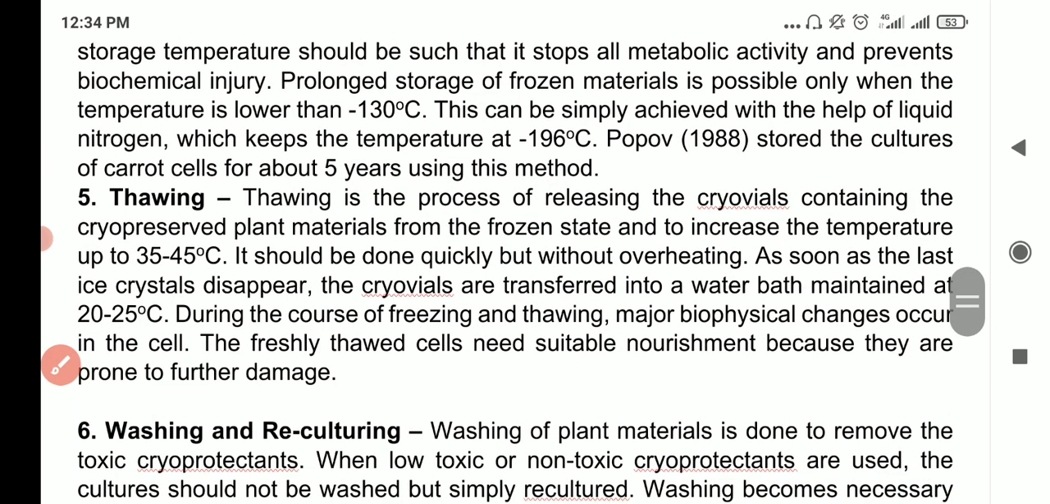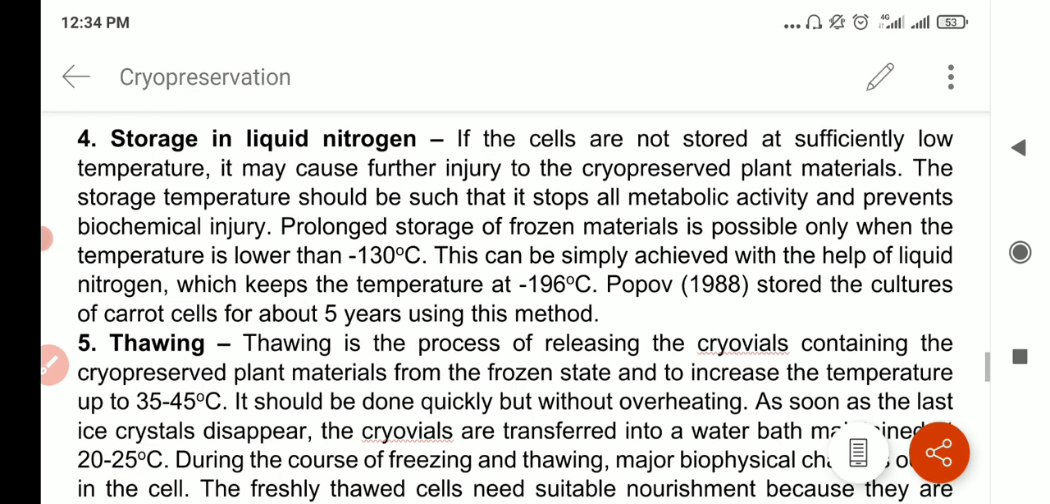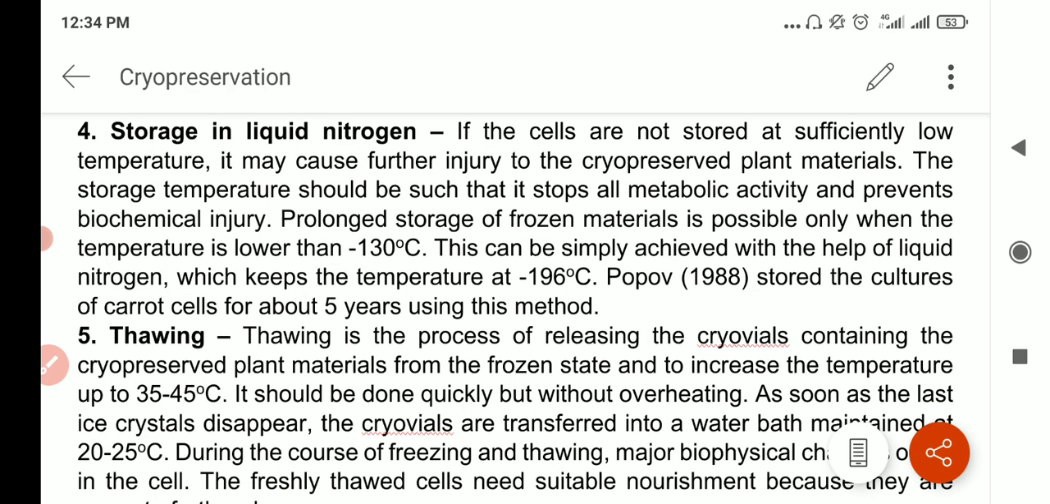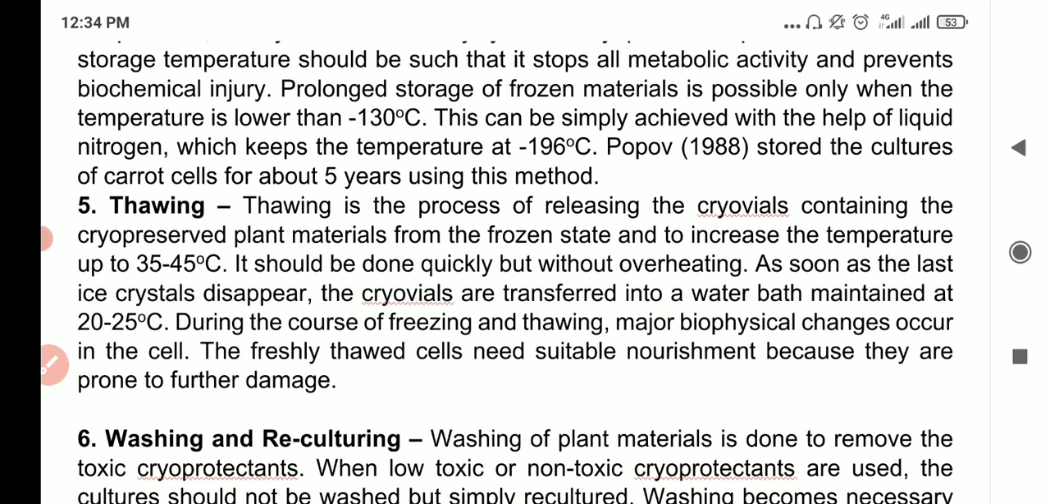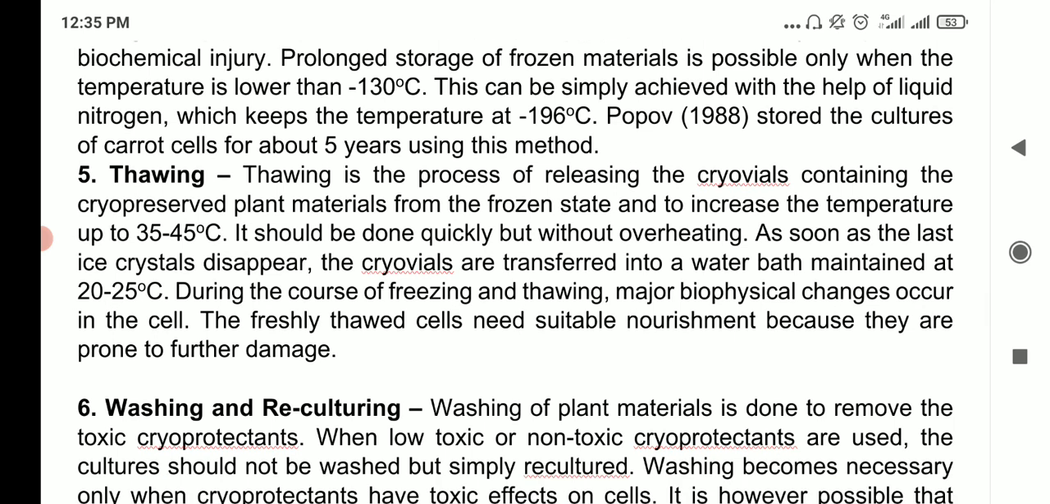Then when you need it, you will thaw. When you need it, you will melt. Means after you have stored in the liquid nitrogen, maybe 5 years, 10 years, 20 years, you want to reculture it, then you will thaw. You will melt it, and you have to increase the temperature up to this much. Don't be so slow. You have to do it quickly, but don't overheat.